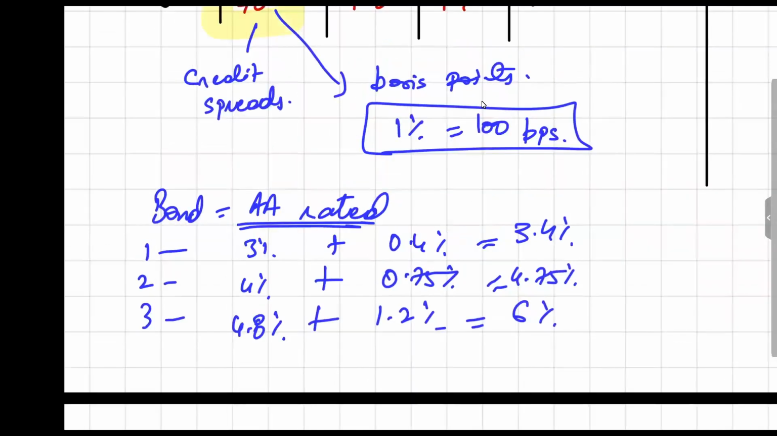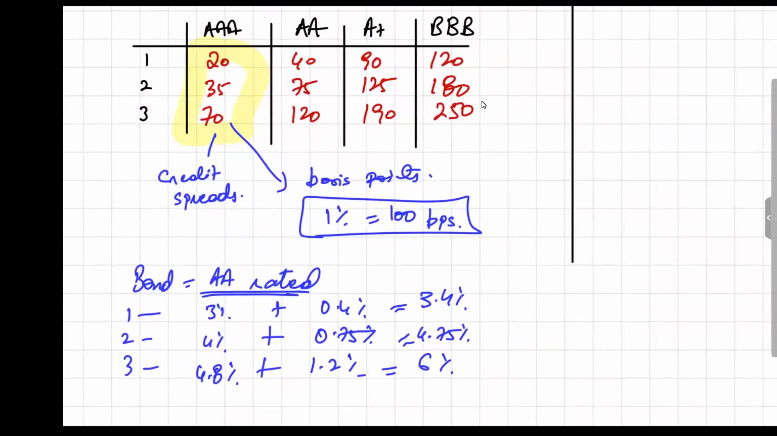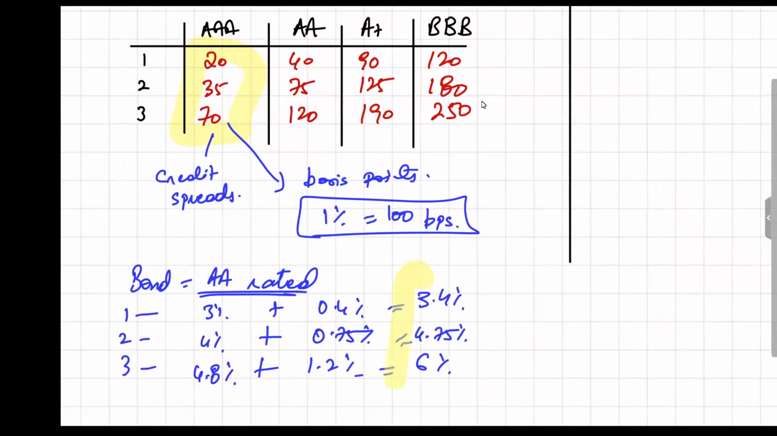So what would you do if you have such a bond? You would discount such a bond using this yield curve. Why? Because this is the relevant yield curve for the AA rated bond. How have we established it? By using the government bond yield curve plus the credit spreads.